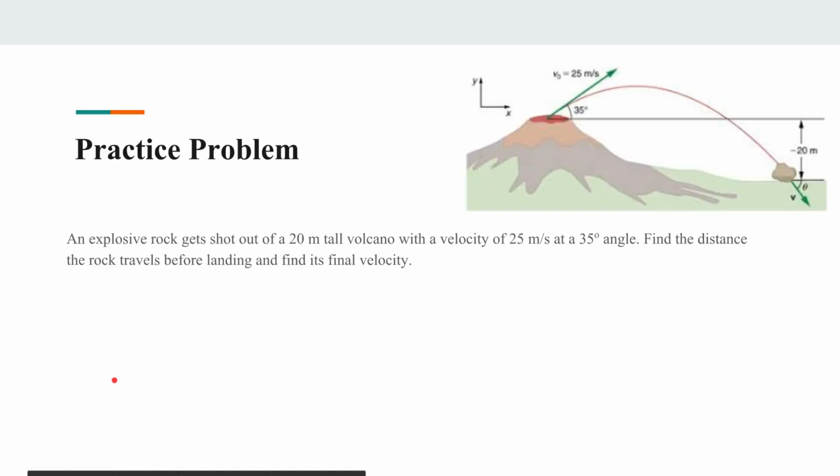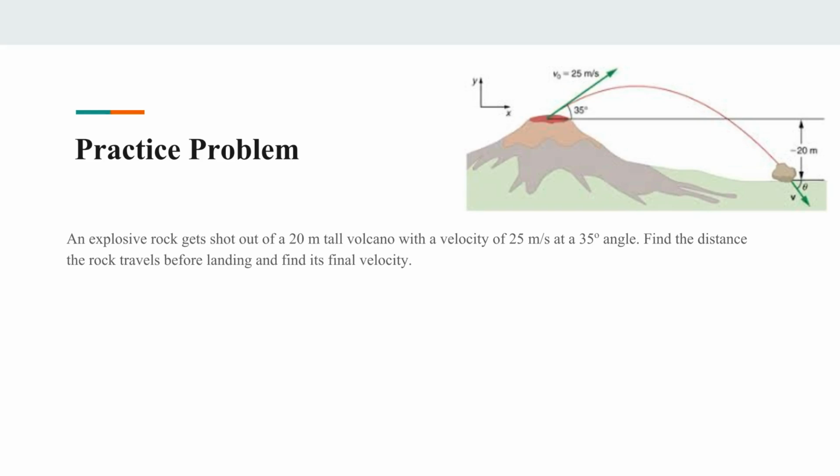Onward. So let's go to this practice problem. This is a little harder, but it's not as hard if you understand how breaking things up into components works. An explosive rock gets shot out of a 20-meter tall volcano, short volcano, with a velocity of 25 meters per second at a 35-degree angle. Find the distance the rock travels before landing and find its final velocity.